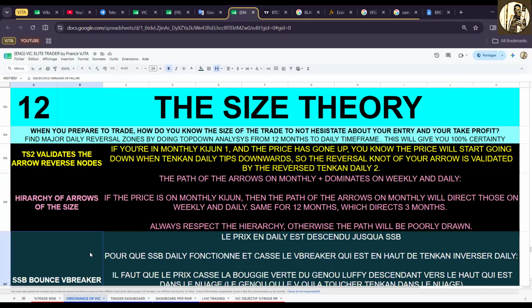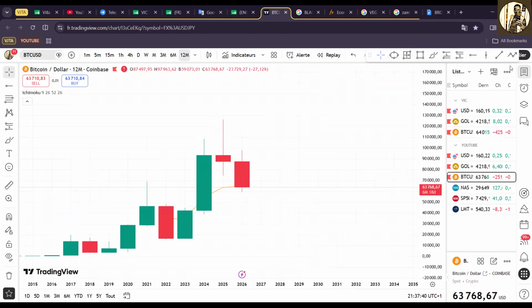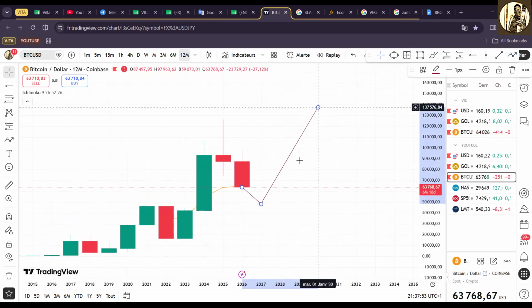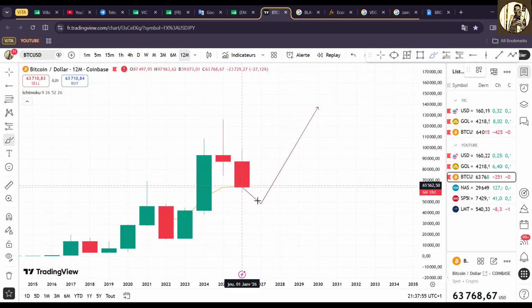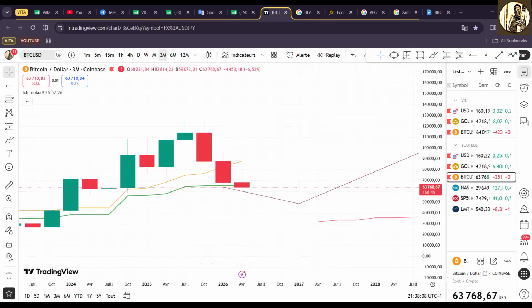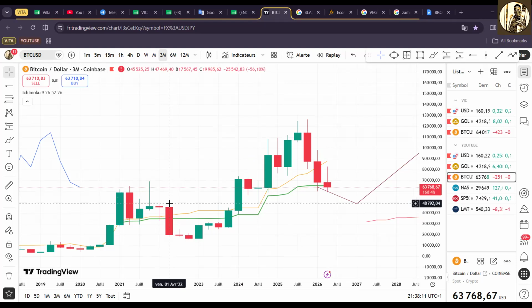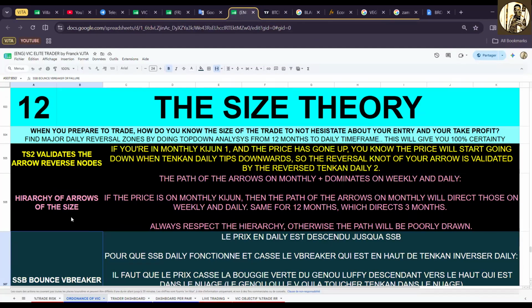Okay. So when we will be drawing 12-month arrows, like from this point to this point, like this, it means that the price will follow this path from this bottom to this top, this way. And the price will follow it on 3 months, for example. So let's go on and do it.